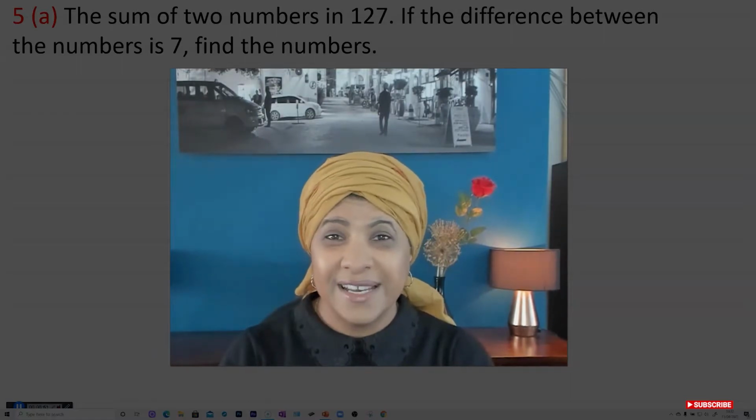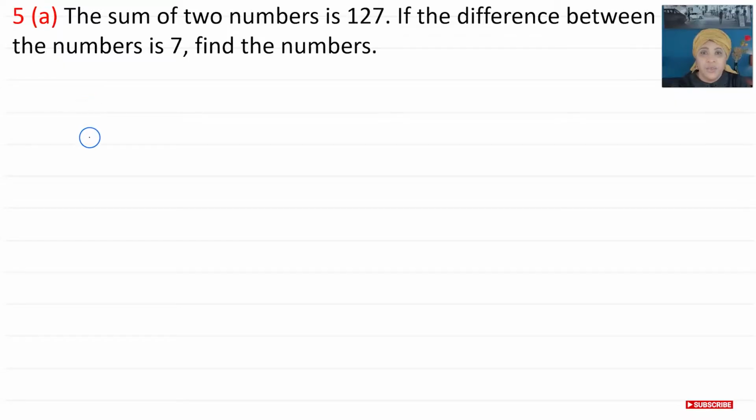So without delay, let's start the session. We have 5a here. We're told the sum of two numbers is 127. If the difference between the numbers is 7, find the numbers.